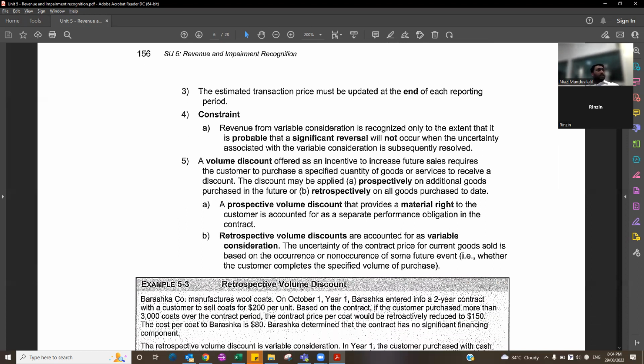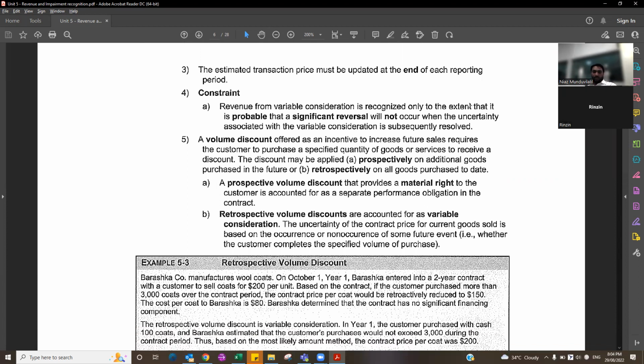The estimated transaction price must be updated at the end of each reporting period. Then comes the constraint. The revenue from variable consideration is recognized only to the extent that it is probable that a significant reversal will not occur when the uncertainty associated with the variable consideration is subsequently resolved. Clear?